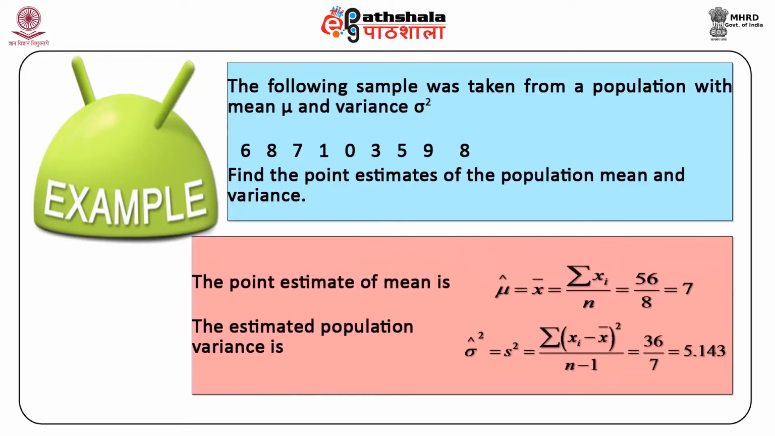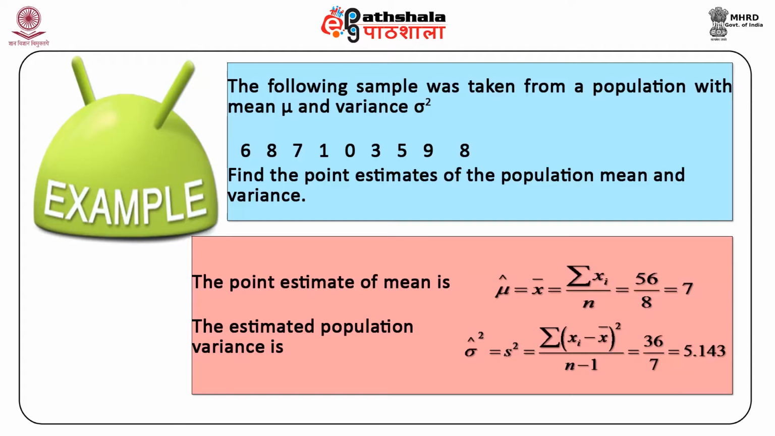Solution. The point estimate of mean, mu hat, is equal to x bar, which is equal to the sum of xi upon n, where the sum of xi is the sum of the observations. And this comes out to be equal to 56 by 8, which is equal to 7.